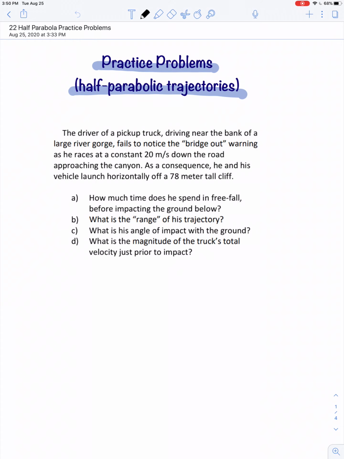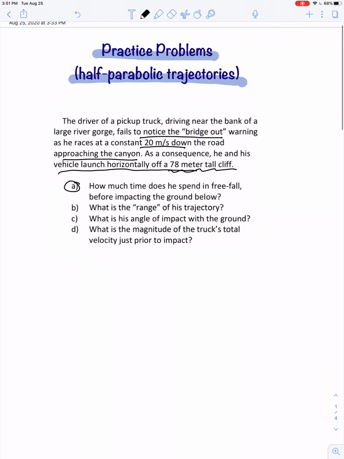Well, let's take that information learned from the previous lesson on half-parabolic trajectories and try to put it into practice. So here's an example problem. It describes somebody who drives a pickup truck off the edge of a cliff. They failed to notice that the bridge is out, unfortunate, and they're traveling at 20 meters per second when they approach a canyon, and as a result, the vehicle flies horizontally off a 78-meter tall cliff. Part A, how much time does this person spend in free fall before impacting the ground below?